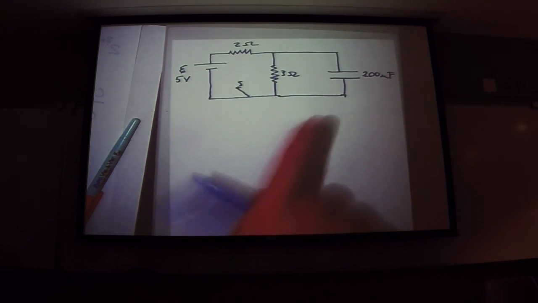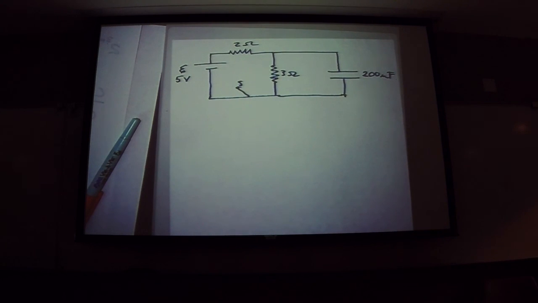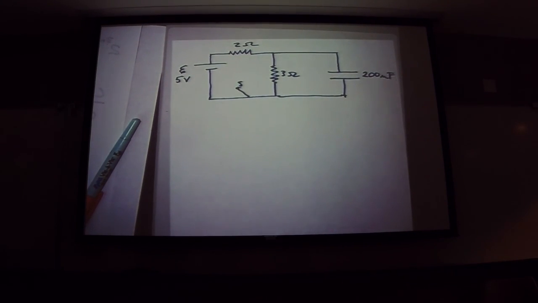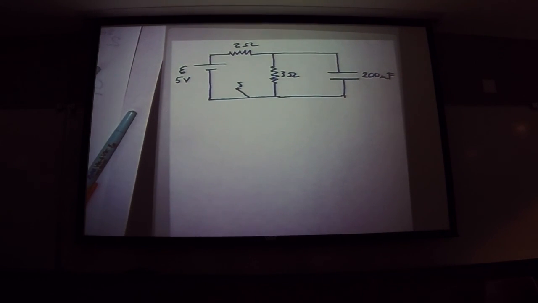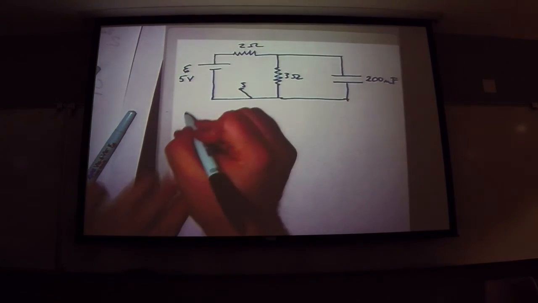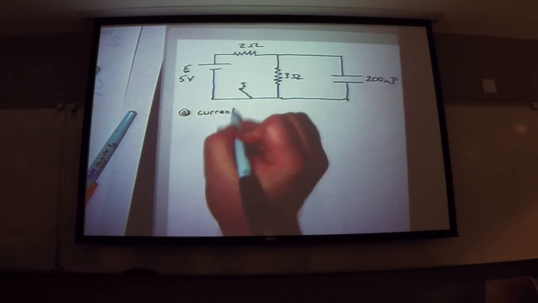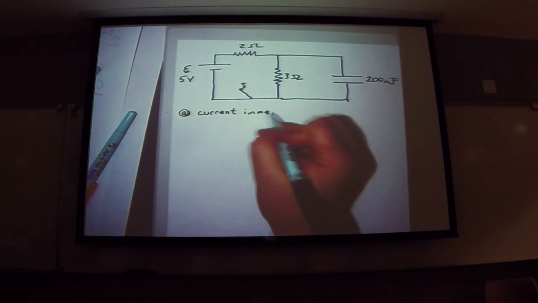But what I do want you to be able to do are limiting cases of this, using the principles that we talked about in terms of your capacitor. So the first question of what I'd like to know is what the current in the circuit is at t equals 0. So question A, I want the current immediately after the switch is closed.